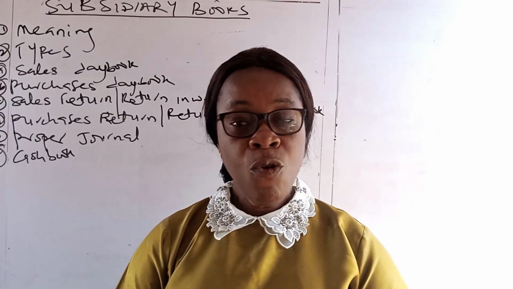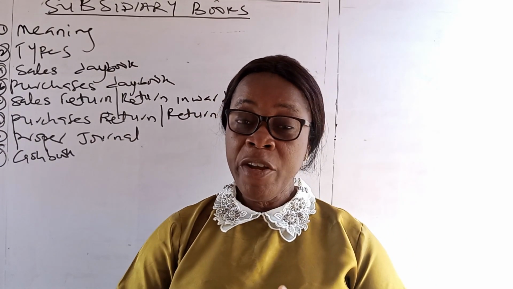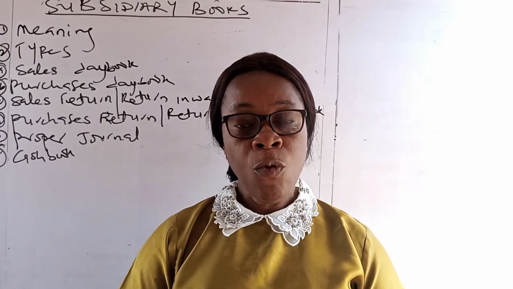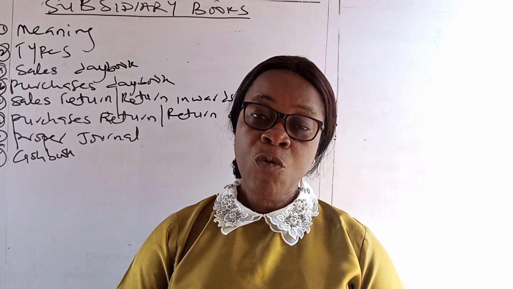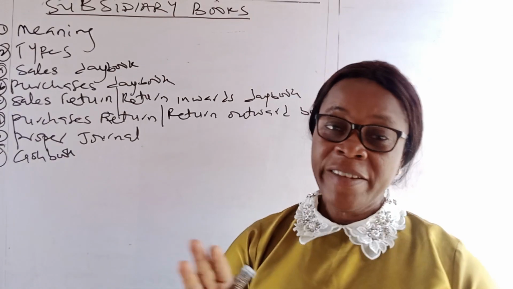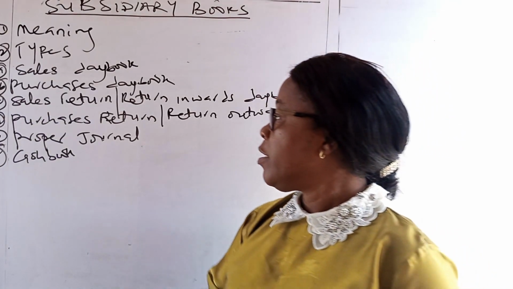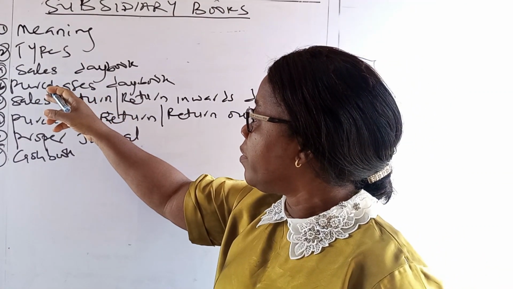It's worthy of note that goods sold on cash basis are not recorded in the sales day book. Also, the sale of fixed assets on credit is equally not recorded in the sales day book. Only transactions involving credit sales are recorded in this type of subsidiary book known as sales day book.